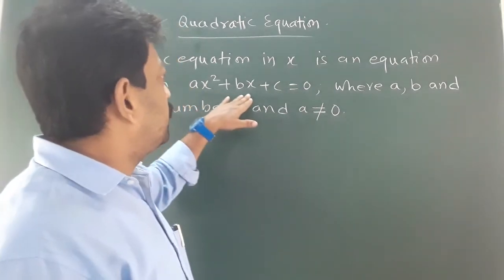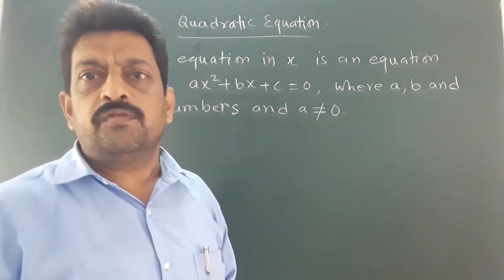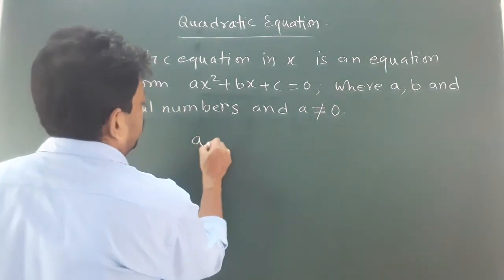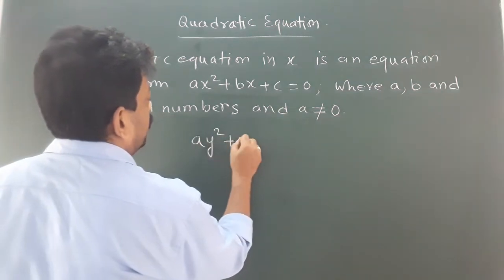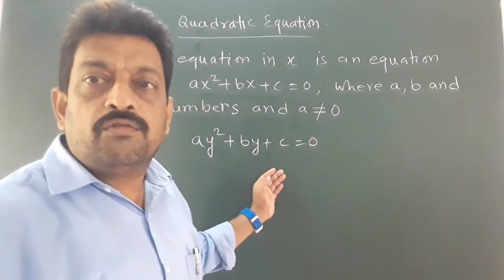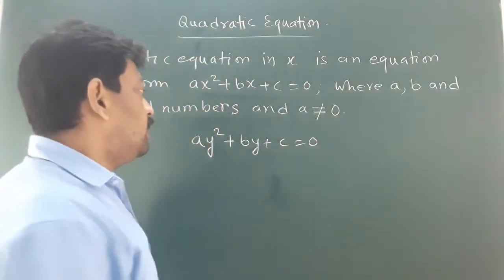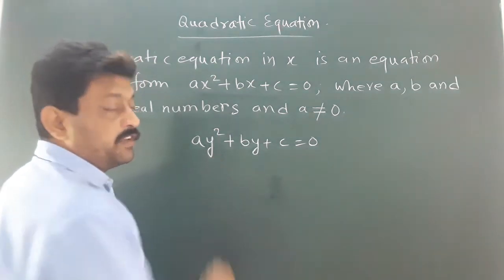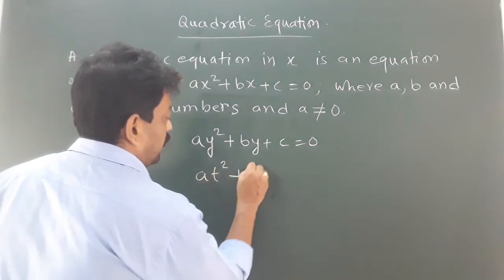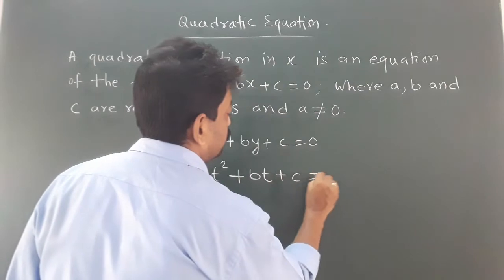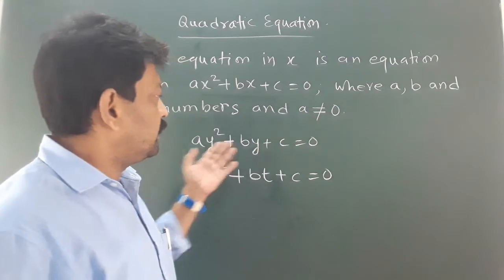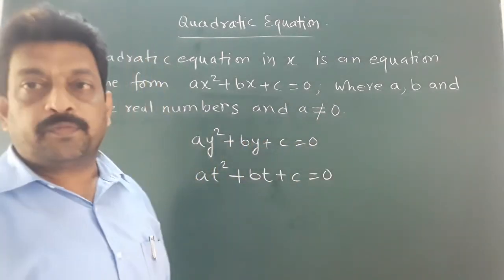Now if we change the variable, suppose in place of x you want to write y, no problem, you can write it. In that case, the standard form of the quadratic equation will become ay² + by + c = 0. This will be called a quadratic equation in y. Similarly, if you take the variable as t, it will be at² + bt + c = 0. This is also a quadratic equation in t. Here also a, b and c are real numbers and a ≠ 0.